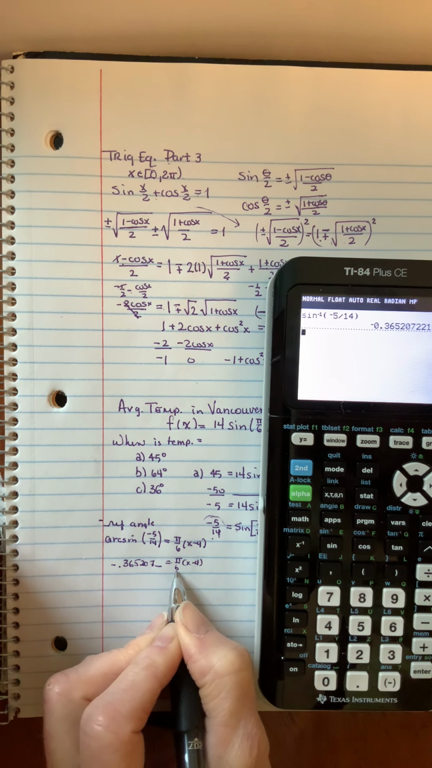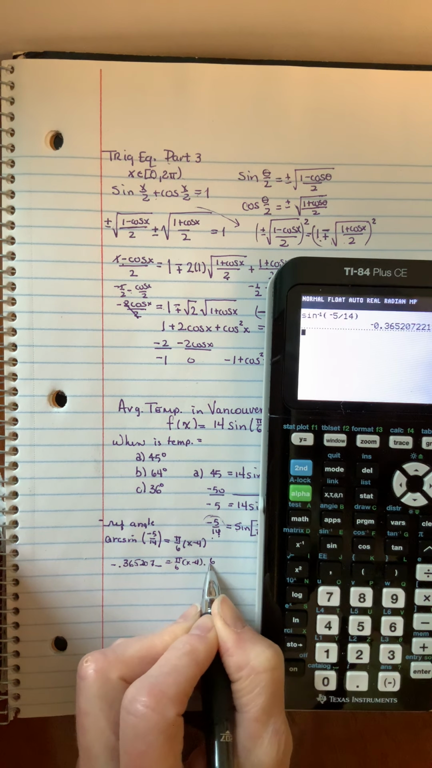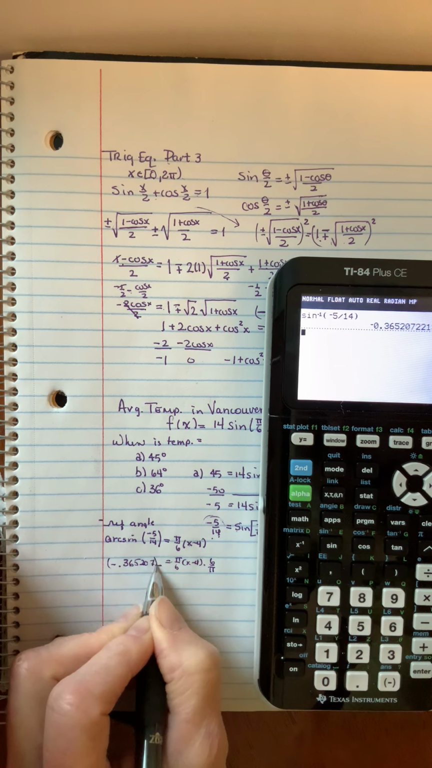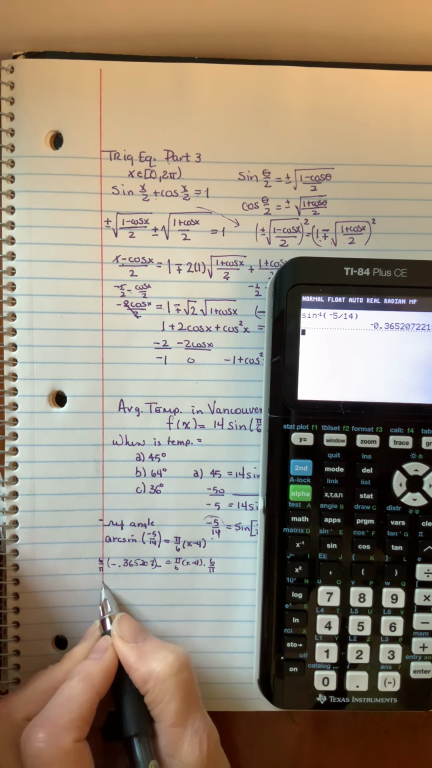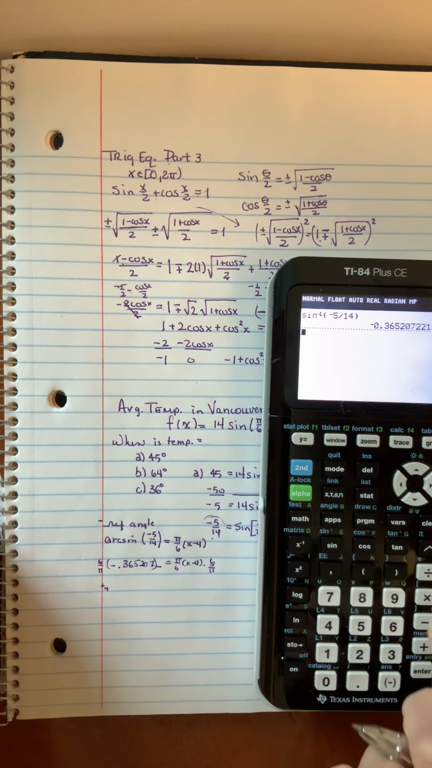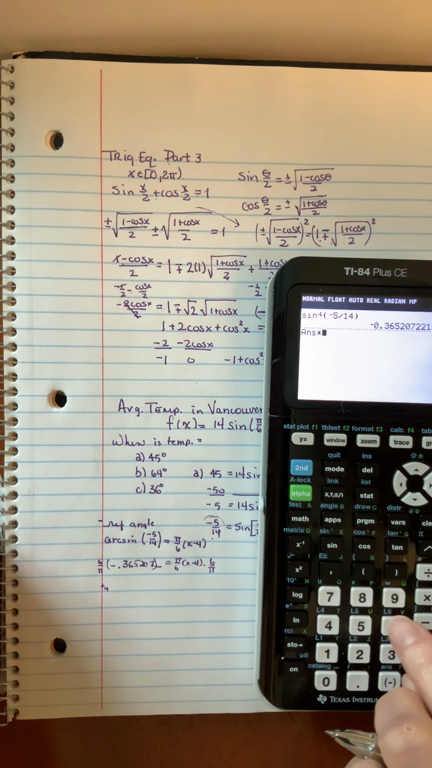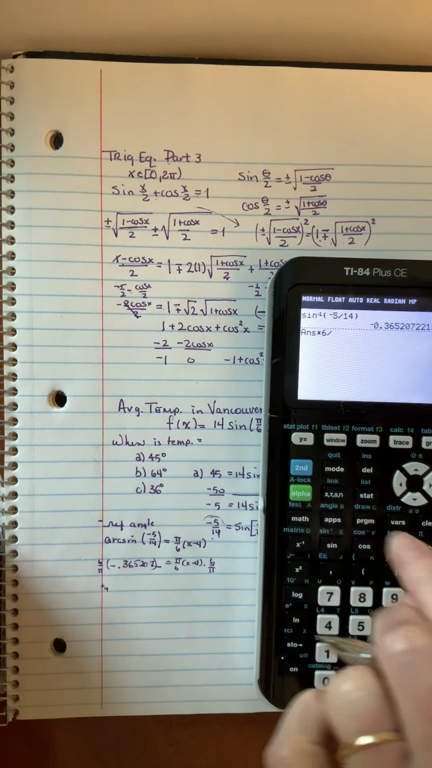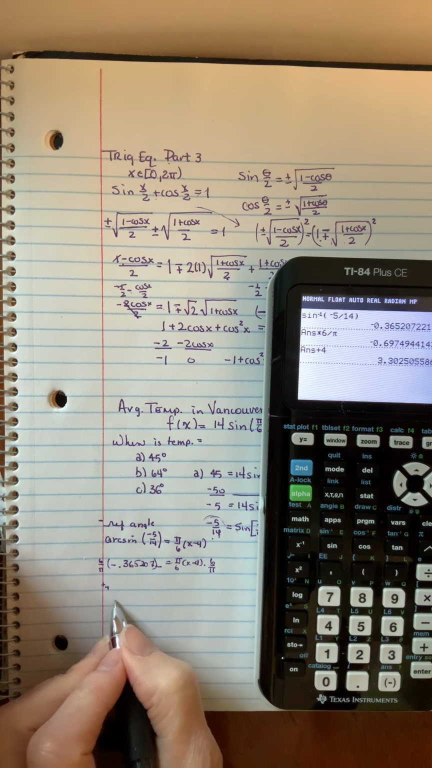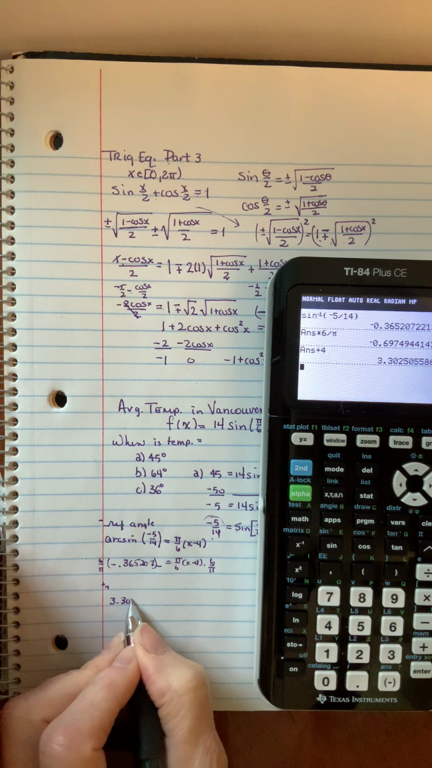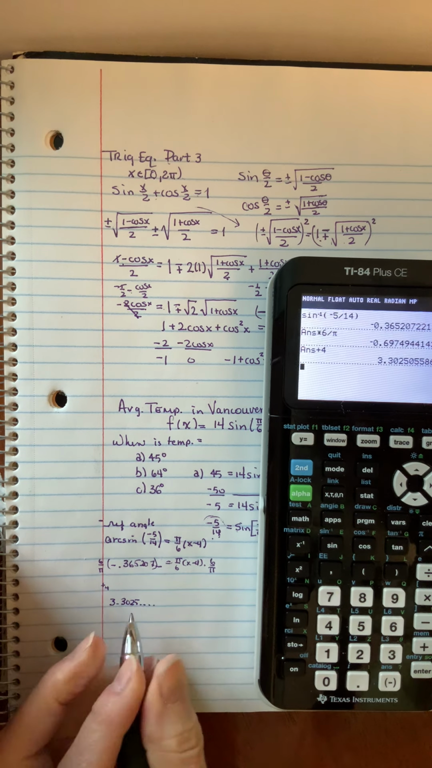Let me multiply both sides by 6 over pi. So times 6 over pi. And then I want to add 4. So then add 4. Okay? So multiply by 6 divided by pi. Get that answer. And then add 4. So look what I get. I get 3.3025, blah, blah, blah. Okay.